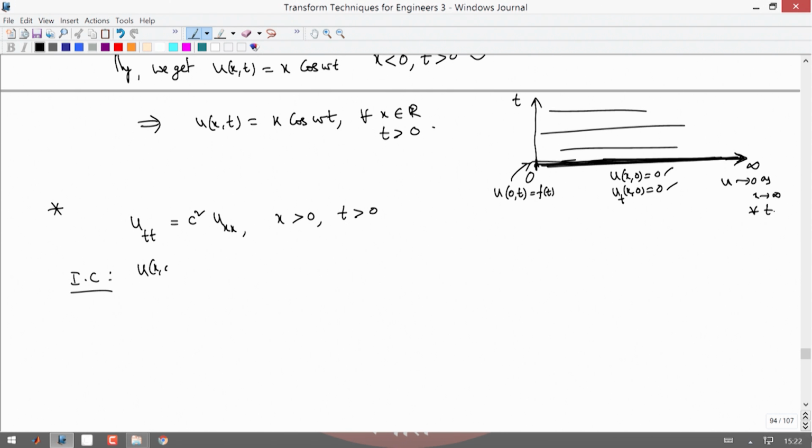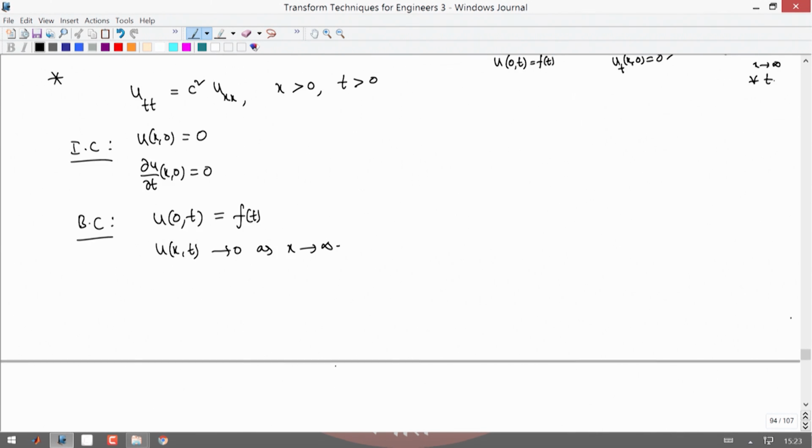You have initial conditions: u at (x, 0) is 0, and du/dt at (x, 0) is 0. And you have the boundary conditions: u at (0, t), let me give as some function f of t, and then u of (x, t) goes to 0 as x goes to infinity. So, these are the boundary conditions. So, this is your problem.